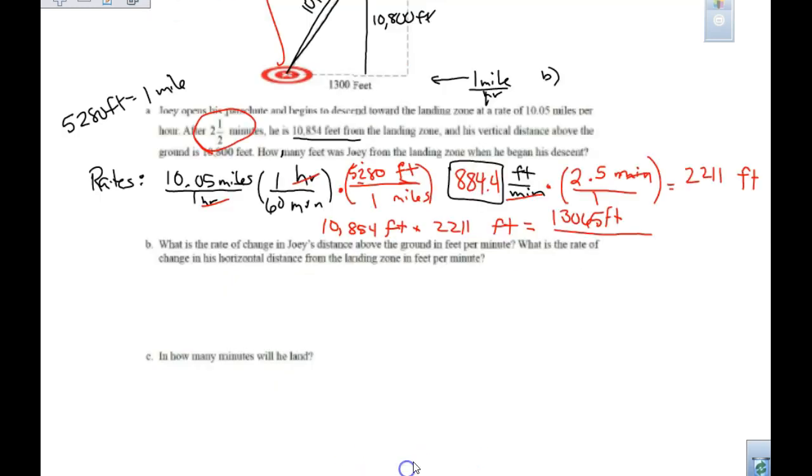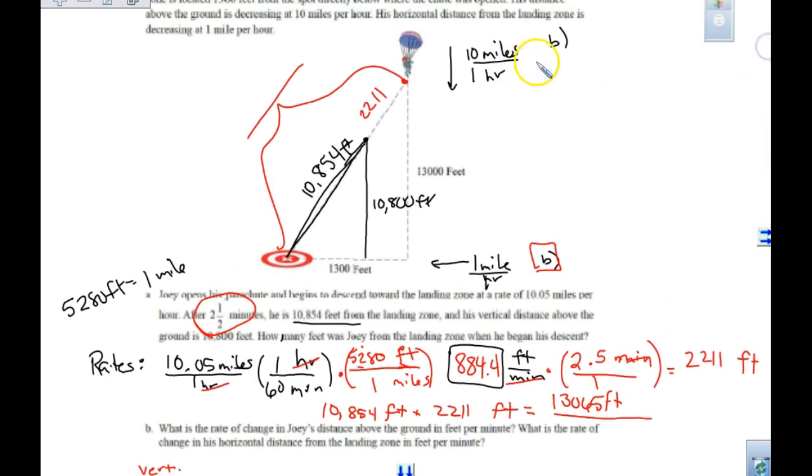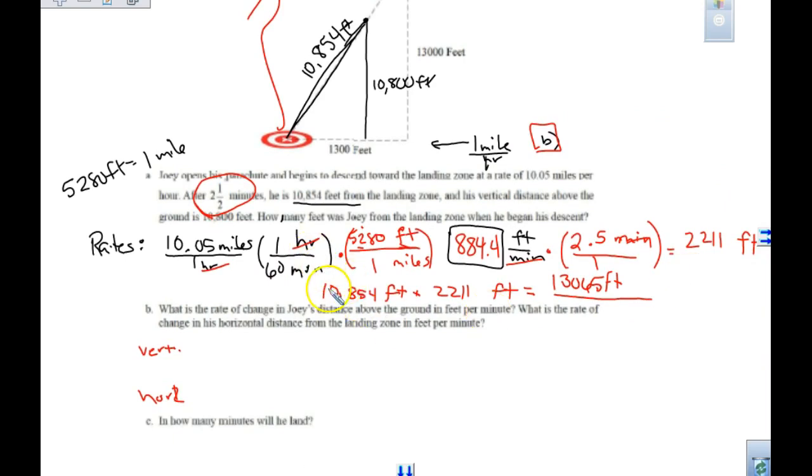Okay, B. B says, what is the rate of change of the distance from the ground in feet per minute? And then it says, well, what is the rate for the horizontal? So we're doing vertical, and you're going to do horizontal. That's the reason that up on this picture I put a B, because this is from question B that you're doing, right? What did we know? We know that we were going 10, what? For vertical. We were traveling down at 10 miles per 1 hour.